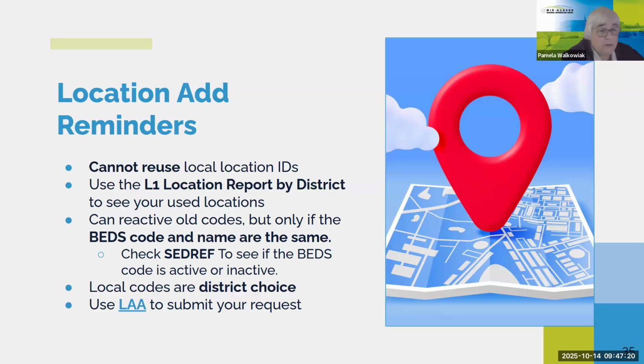Okay. Second part of the process is the location must be set up in Level 0. You'll use the LAW form to submit your request. You will need the following information: the local code that you just selected, the local location code. You will need the BEDS code.